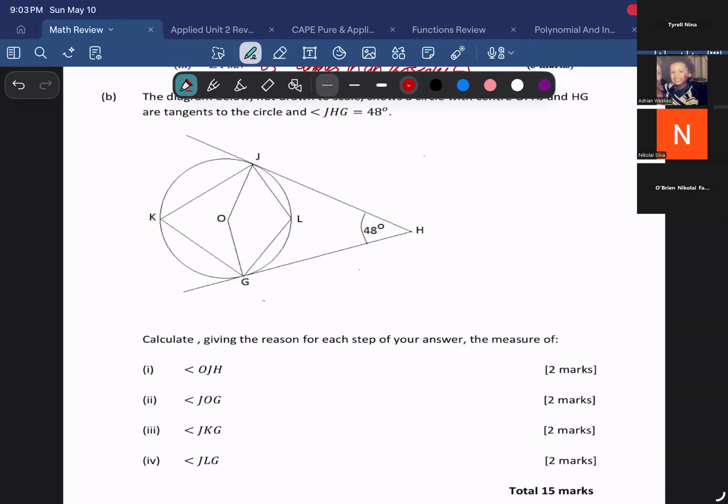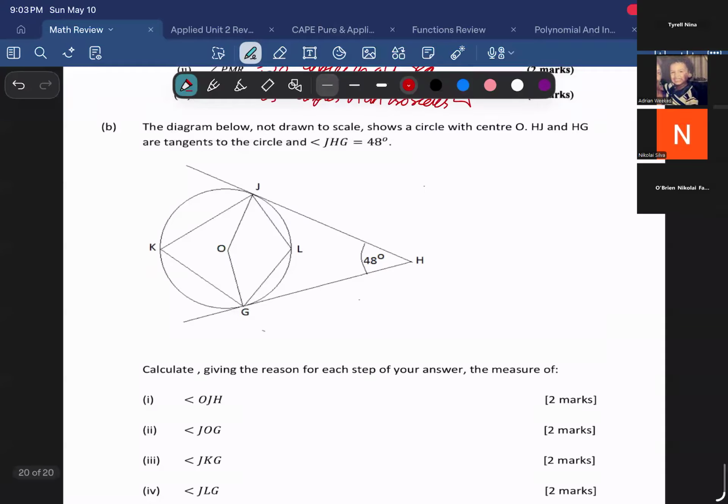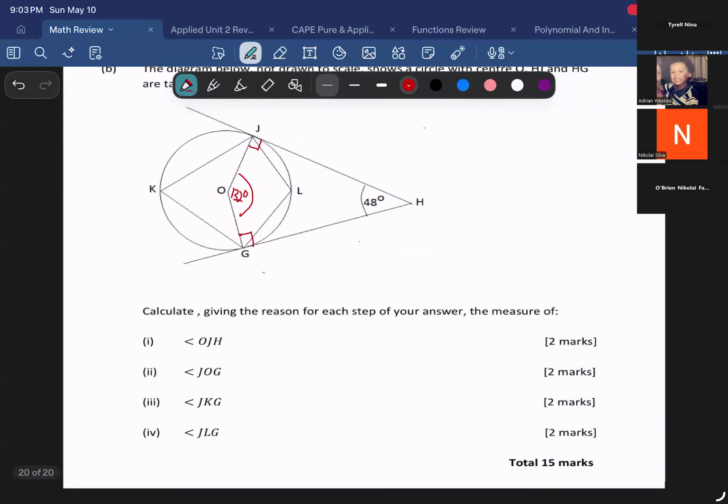All right. So, as I told you, how would I approach these questions? I would immediately start to put in everything I know. So this here is a radius, so that means there's 90. There 90. If this is 48, then this will be 132. Why? Because these here must add up to 360. If this is 132, then this will be half of that, which is 66. Yeah. Right?